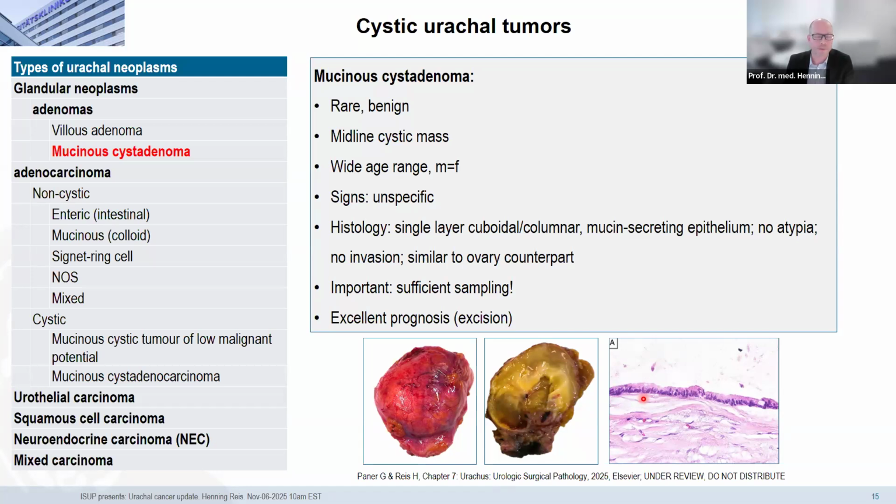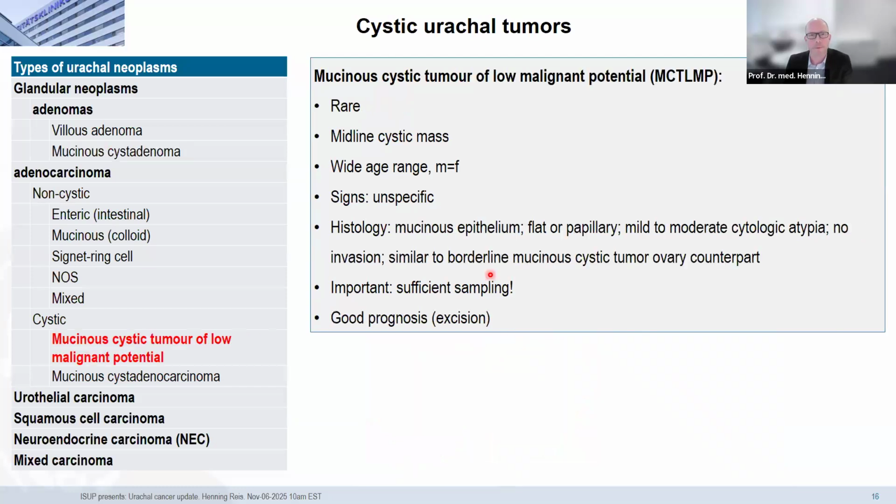And actually, that's very similar to what we see in the ovary. You also have to sample these tumors very well. If it's excised completely and it's just this mucinous cystadenoma, of course, the prognosis is excellent.